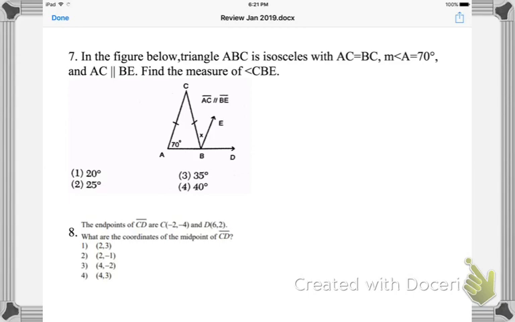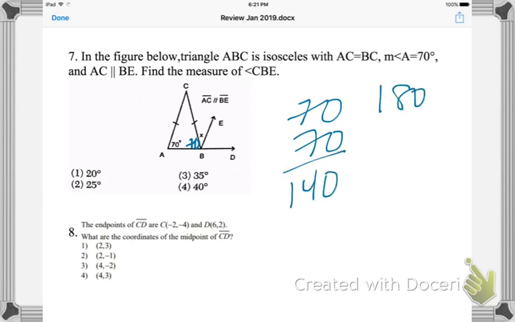So basically you're told that triangle ABC is isosceles, and if it's isosceles then the base angles have to be equal. So each one of these is 70 degrees. And you know that the three angles of a triangle equal 180, so 70 and 70 is 140. So if you subtract that from 180, you will get 40 for this angle in here. Okay, let me just erase that.